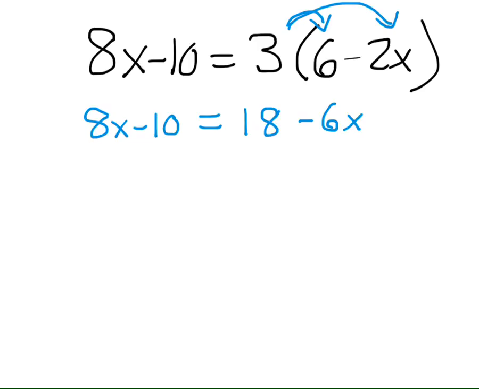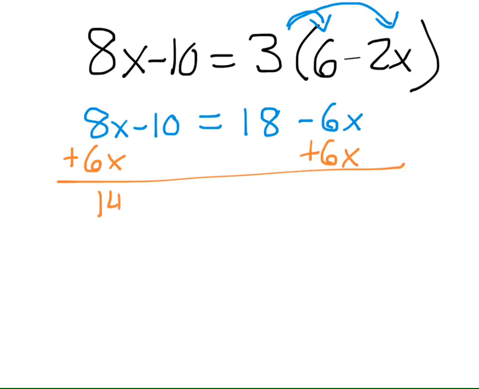Which way is going to keep my variables positive? Yeah, if I add that 6x, right? Because that's a minus 6x. Again, you can subtract the 8x, but that's going to make them negative. So let's add the 6x to both sides. That 8x plus 6x is 14x. I still have the minus 10. I still have the equal, and I still have the 18, and that went away.